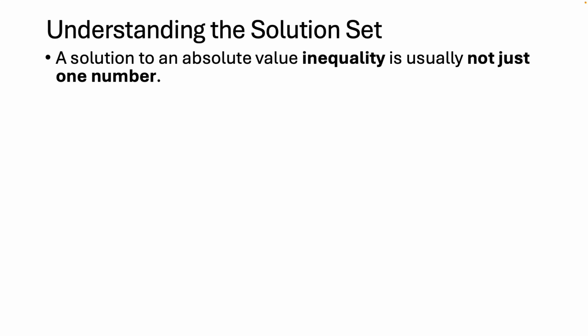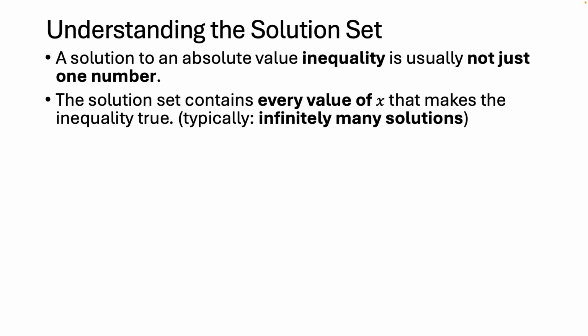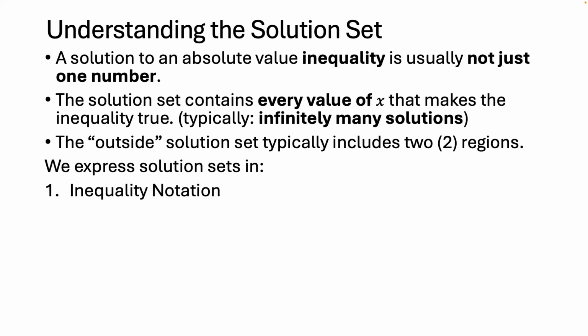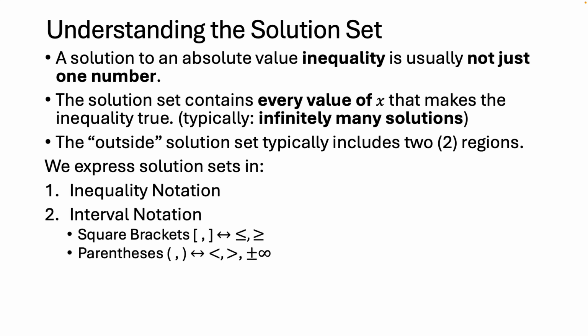Before we look at how to solve these types of problems, let's make sure we understand the solution set. A solution to an absolute value inequality is usually not just one number. The solution set contains every value of x that makes the inequality true. Typically, this includes infinitely many solutions. For these types of problems, the outside solution set typically includes two regions. You'll see what I mean when we get to the example. In math, whenever a problem has infinitely many solutions, there are usually many ways to describe the solution set. We will express solution sets using inequality notation and interval notation.